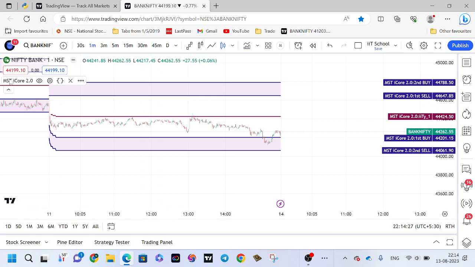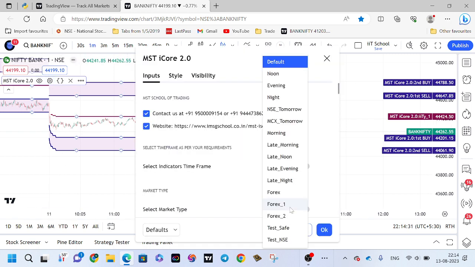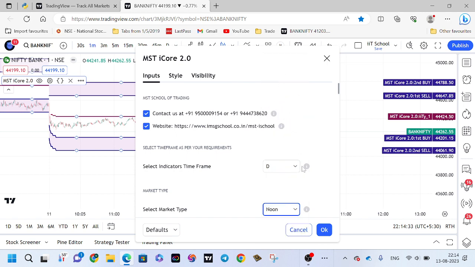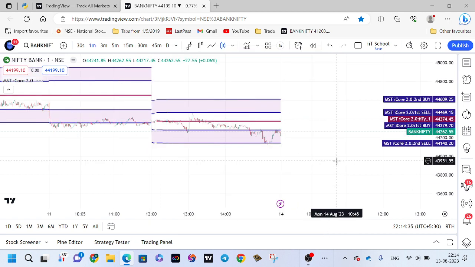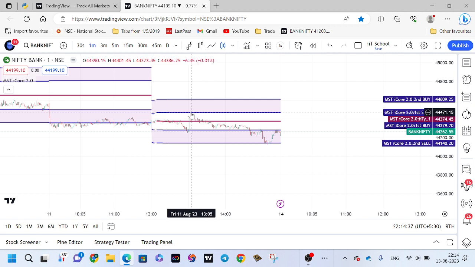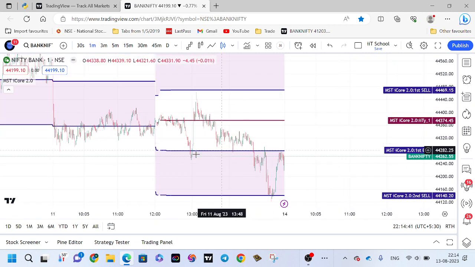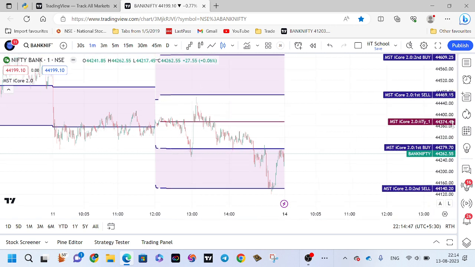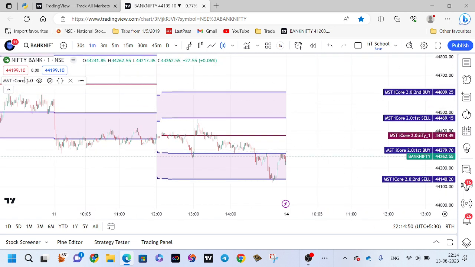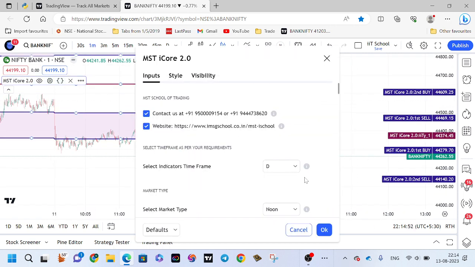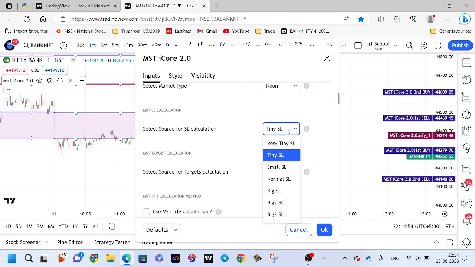So if the signal is not generated in default mode, go to the next market type, the noon session. Buy activated, target hit, sell activated, target hit. Clear? Buy activated, target hit, sell activated, target, again buy activated, half the target hit. So this is how you have to trade. With respect to our SL, you can keep a very tiny SL, a small SL, it is up to you.